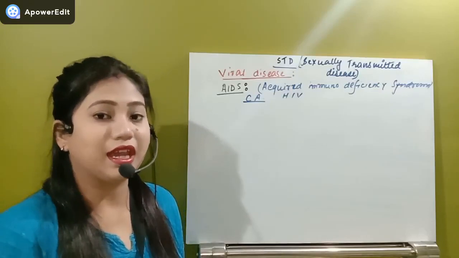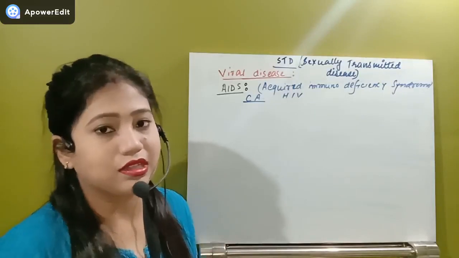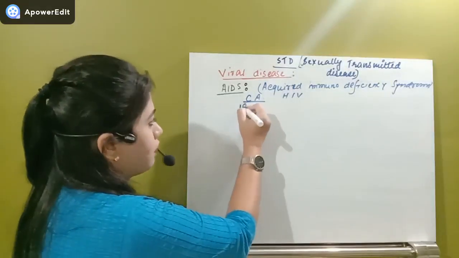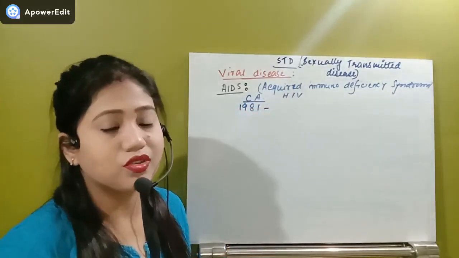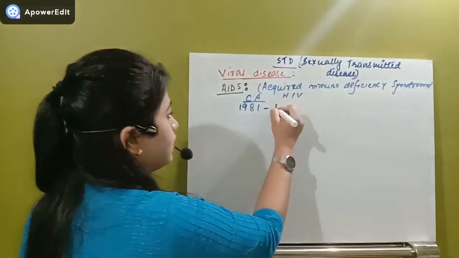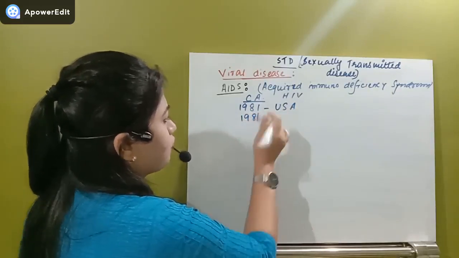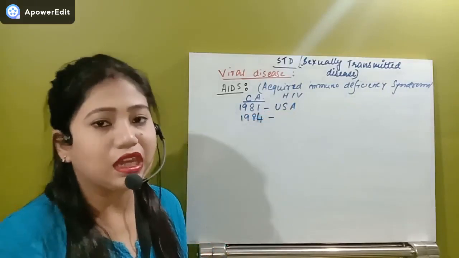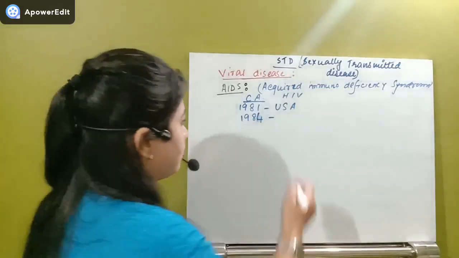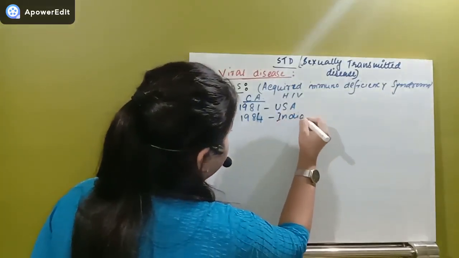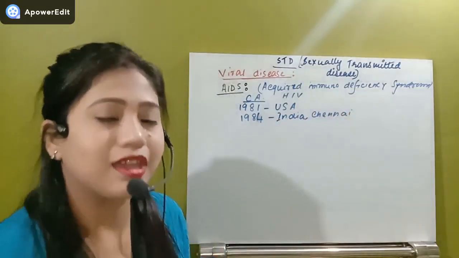So what is happening in that case? See, for the first time, that disease was detected in USA in 1981. So some history also you have to know: in 1981, for the first time, the first HIV patient was detected in USA. And in 1984, in India, in Chennai actually, for the first time an HIV patient was detected. So in India, it is Chennai where the first HIV patient was detected.